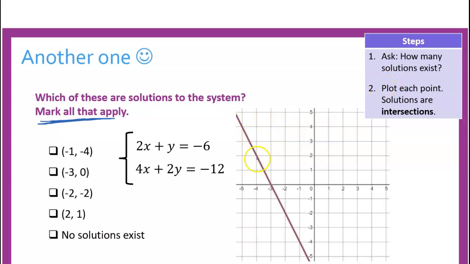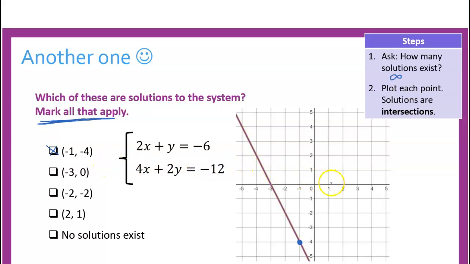Well, that's an answer, those are all solutions. So we have an infinite number of solutions. So many of these might be true. So we need to go through each point and see if it's on that line. Let's look, -1, -4. So x is -1, y is -4. That one looks to be on the line, so yep, that one's one.